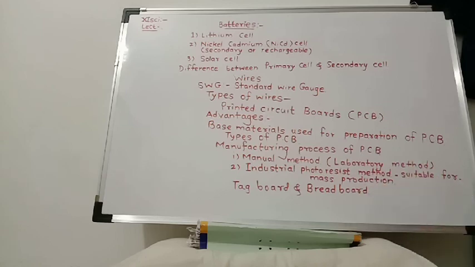So tag boards and breadboards are used for assembling electronic circuits only for trials. The tag board is a commonly used board on which a small circuit containing a few components can be assembled by using a soldering iron and wires. As per the circuit diagram, we can make the connections on the tag board.